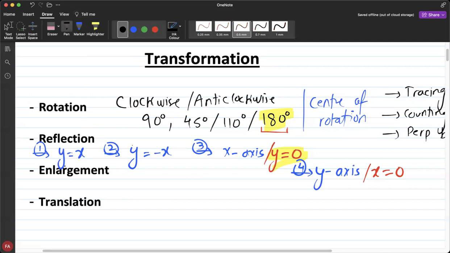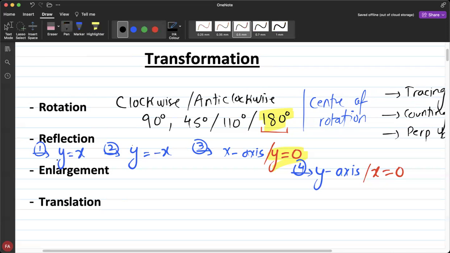Finally, we have something which is enlargement. I personally am not a big fan of the word enlargement. The reason why I say that is because when I think about enlargement, to me in English, the vocabulary, that's what I like to think. It means something that is getting bigger.